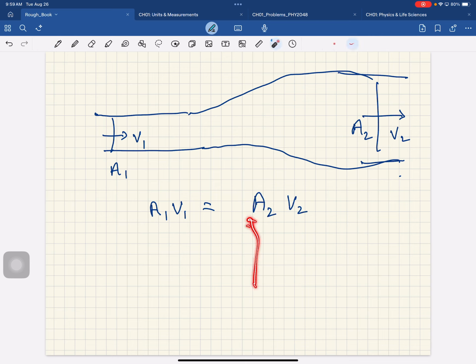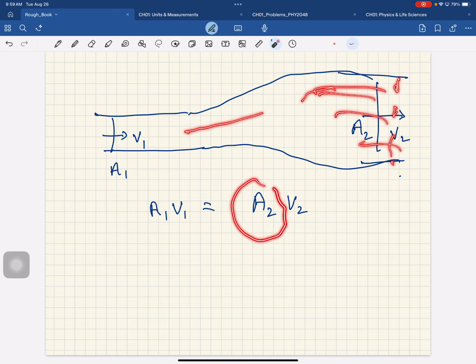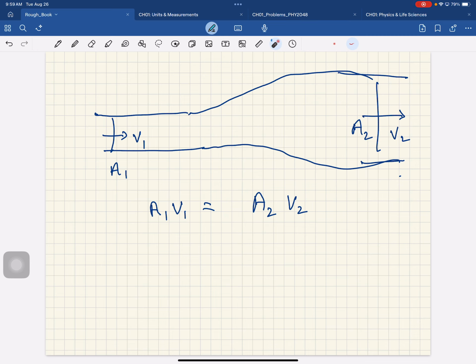So if the area of cross section increases, the velocity will decrease. Okay? So what you do is take a big blood vessel in your body and break it up into lots of little capillaries, and the areas of all the capillaries add up to a large area. And that's how you slow down blood.